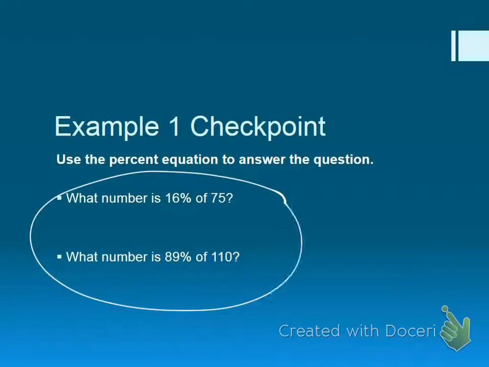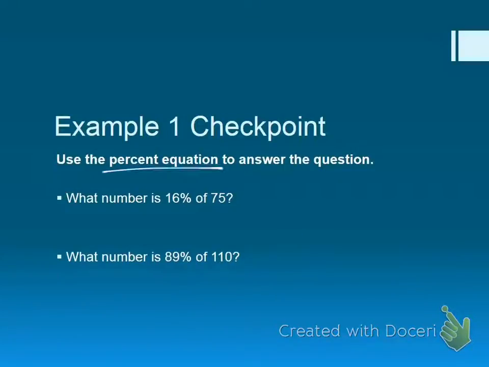Guys, doesn't this look familiar? This looks just like 7.2. And guess what? You could use a proportion here and solve it and get the right answer. However, that's not what the directions say. You've got to pay attention to the directions. They say use the percent equation. So that's the one we have to use. Percent equation is what? A equals P percent times B. So that's the one we use.